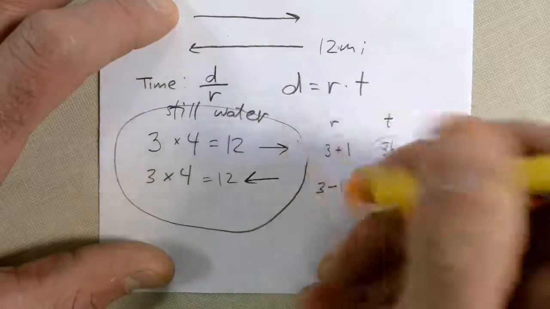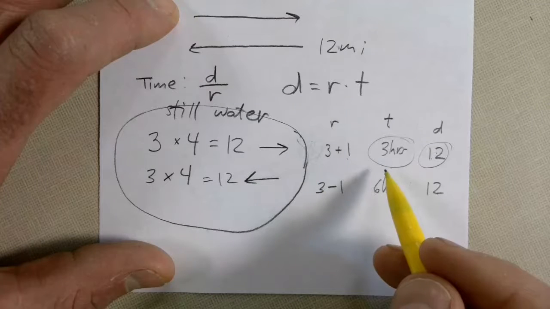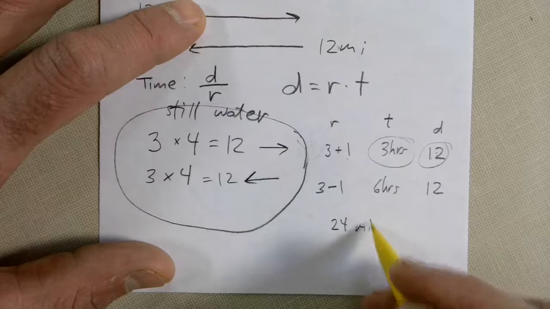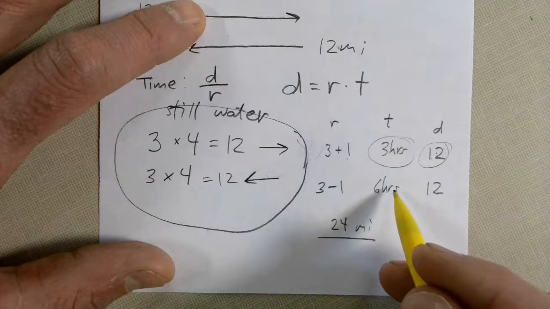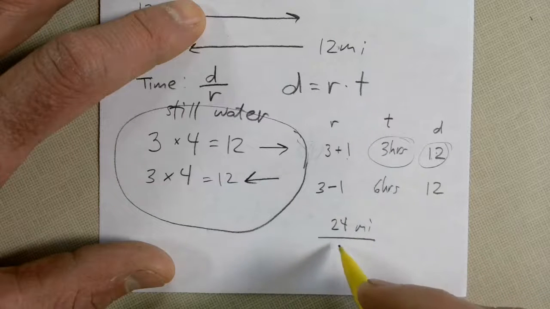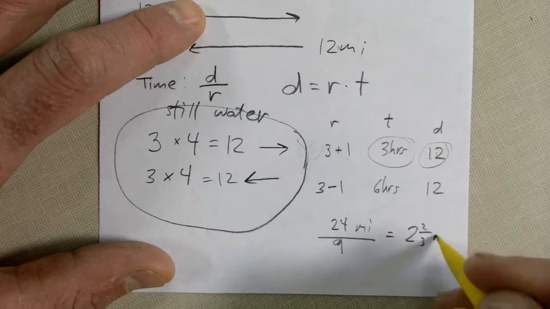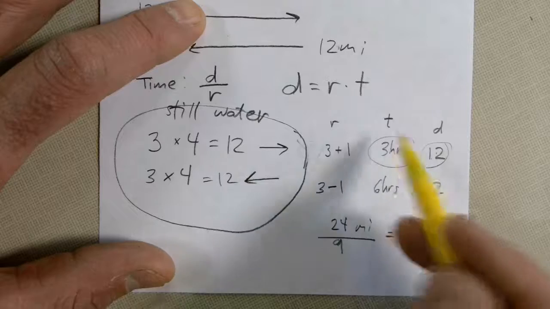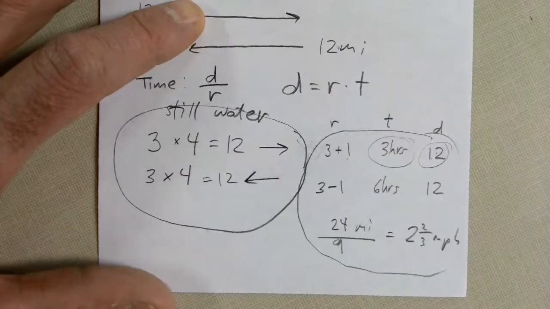Wait a minute. Excuse me. The total distance is 24 miles, and the total time is 9 hours. So your average speed is 2 2/3 miles per hour when you take into account your moving water, the river water.